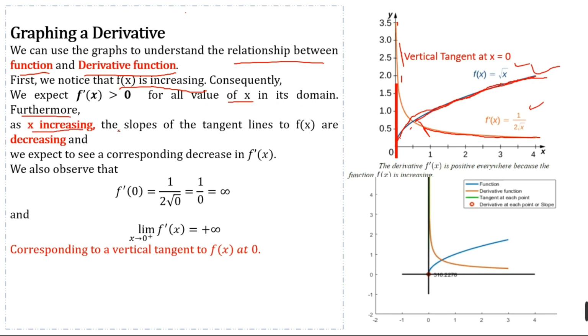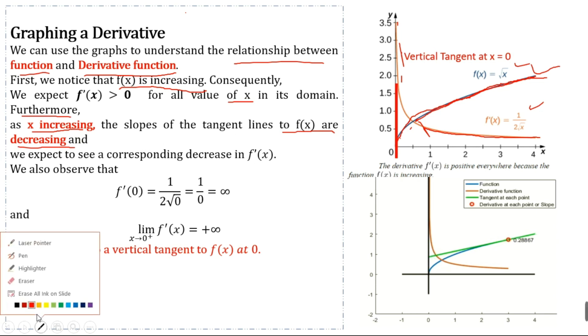Furthermore, as x is increasing, the slopes of the tangent lines to f of x are decreasing. We can see here the slope of the tangent line is decreasing as x is increasing, and also the derivative of the function is decreasing as x is increasing. This is the derivative of the function at each point. We expect to see a corresponding decrease in f prime of x.